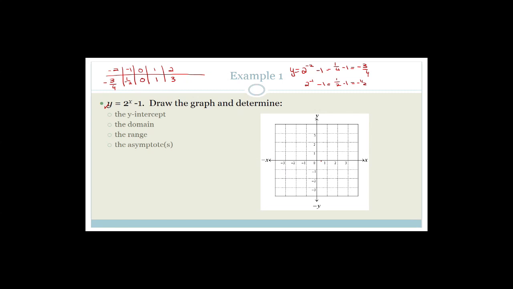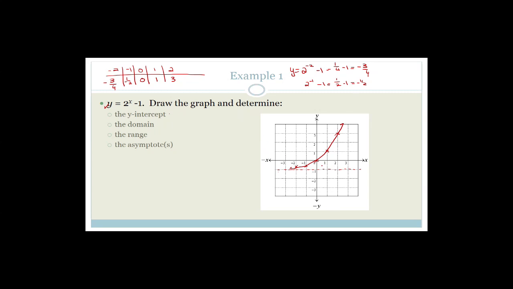So when x is minus 2, y is minus 3 quarters. When x is minus 1, y is minus a half. When x is naught, y is naught. When x is 1, y is 1, and when x is 2, y is 3. So do you see that we've got this beautiful exponential graph? And what do you notice? You notice that it's actually shaping out to run almost parallel to this y equals minus 1. So do you agree that this here is your new asymptote, okay?